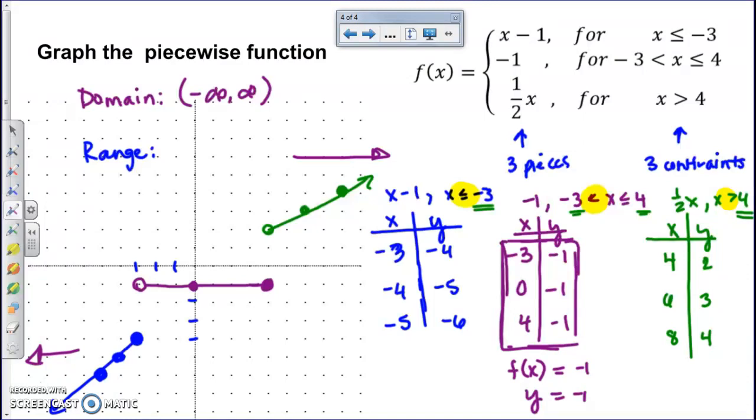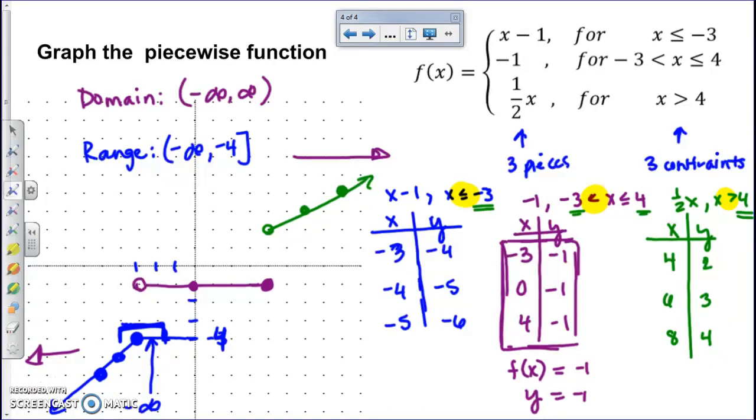Now let's look at the range. The range goes from bottom to top. It starts with negative infinity and it goes up to here. And do you see there's a gap? Look at this gap here. So we cannot include those points. So our range stops here. So our range is from negative infinity to, what is this? Negative 4. And that point is included.